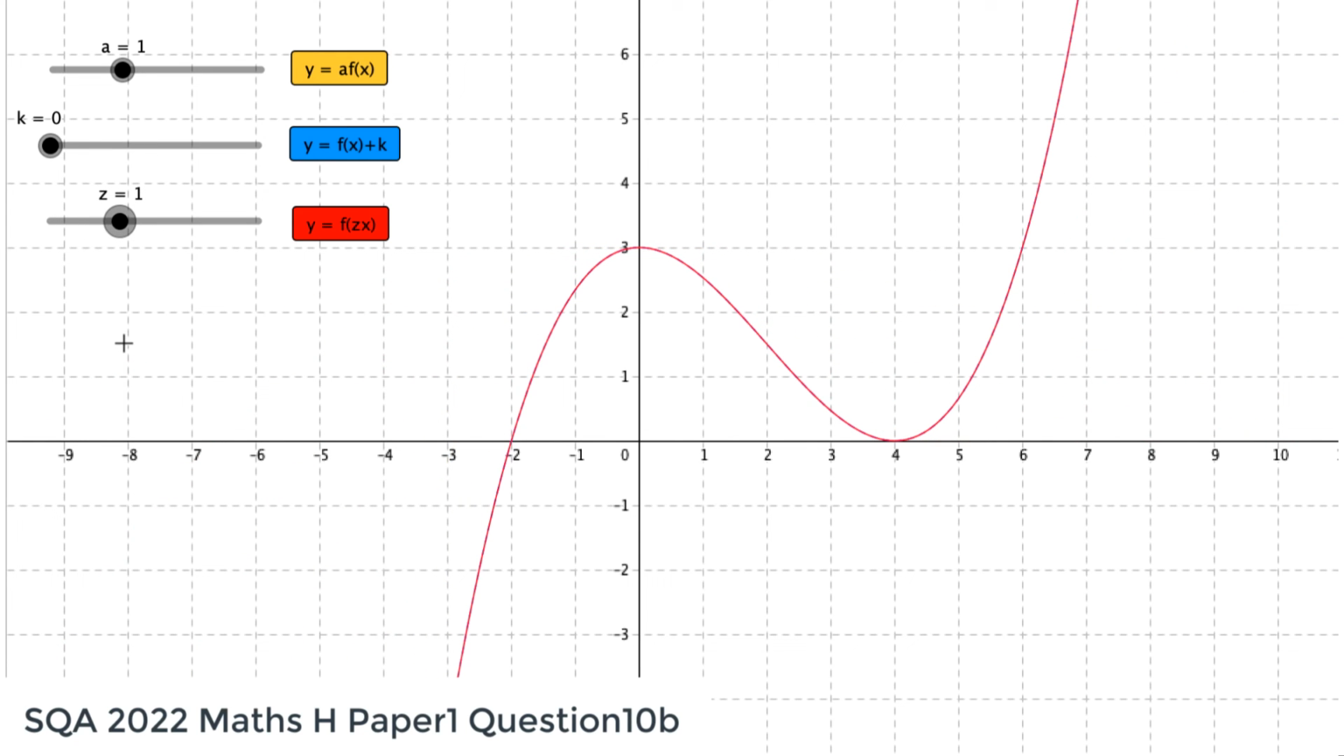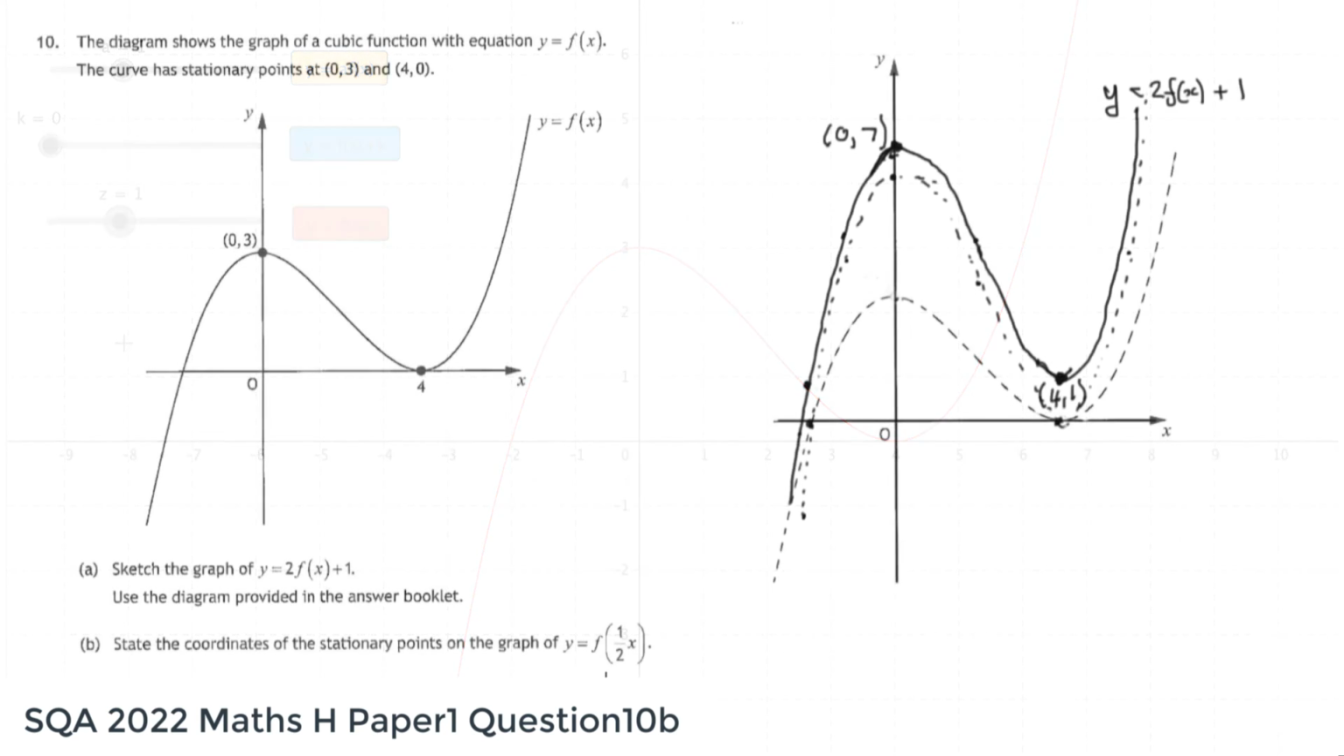So let's go back to the question and see if we can finally answer part B. Multiplying x inside the function by a half will scale this graph by a factor of 2 parallel to the x-axis. That means that this stationary point will remain where it is. All the points on the graph will move out, but this point will remain where it is. So state the coordinates of the stationary points. This is part A up here, and part B, the stationary points on that graph.